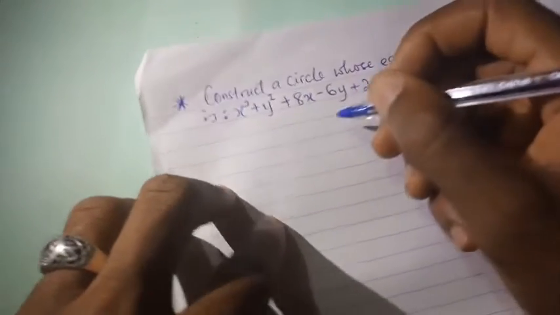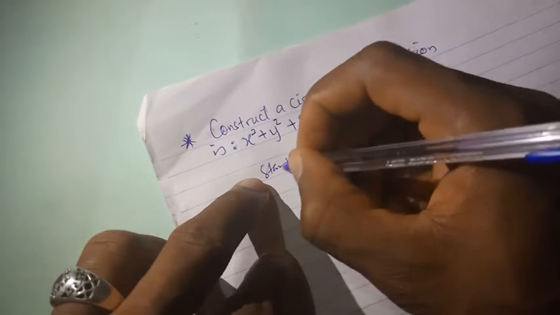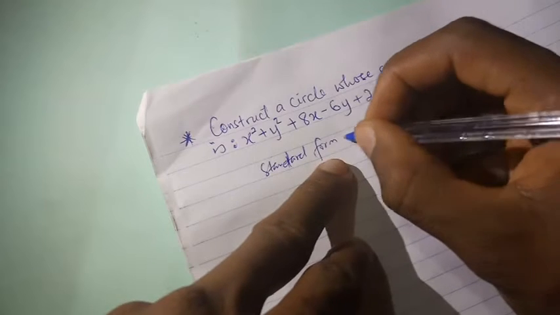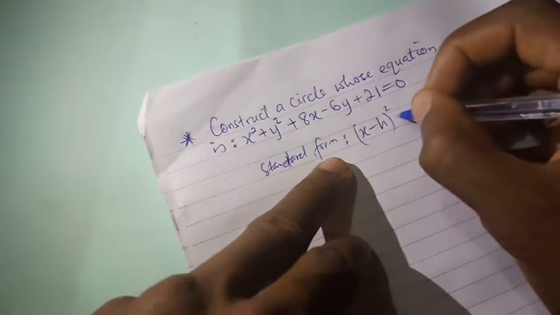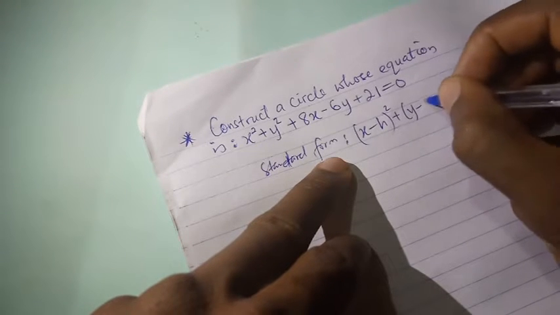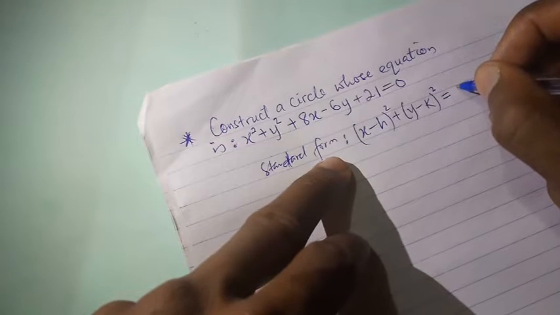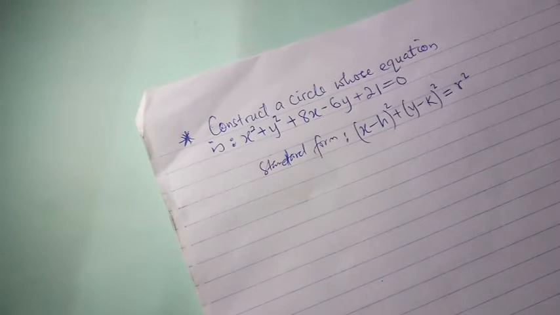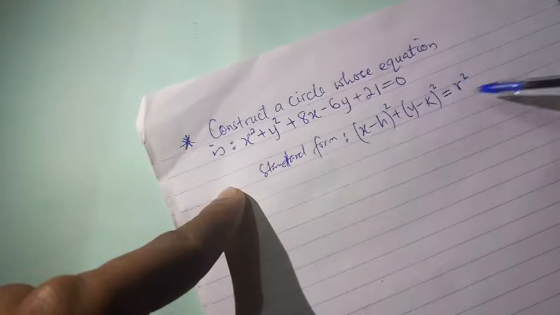So the standard form of this equation will be (x minus h) squared plus (y minus k) squared, the whole of this equals r squared. So this is the standard form of the equation of a circle. So we are going to transform this equation into this form.